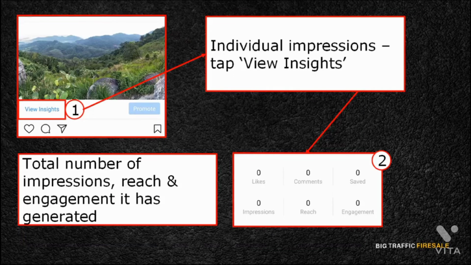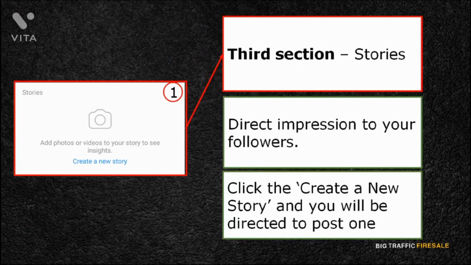You can even see individual impressions made by individual posts you have. Simply tap on any of the photos you want to view and tap View Insights underneath the post. Here you have the total number of impressions, reach, and engagement your post has generated. The third section is the Stories section.